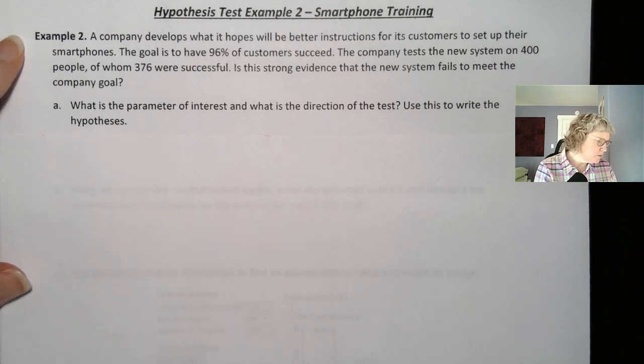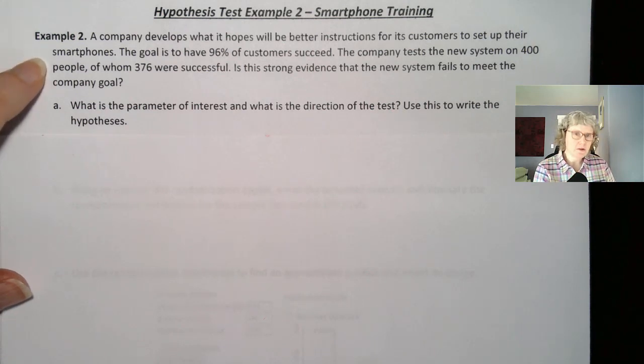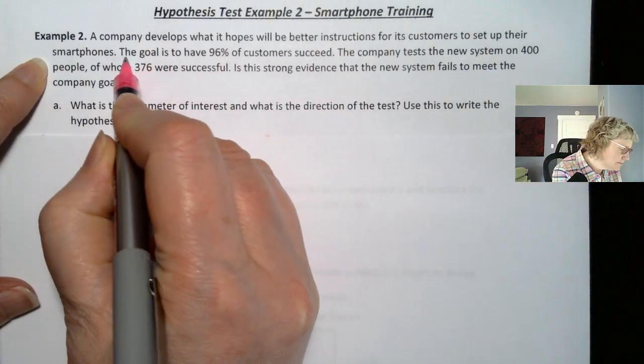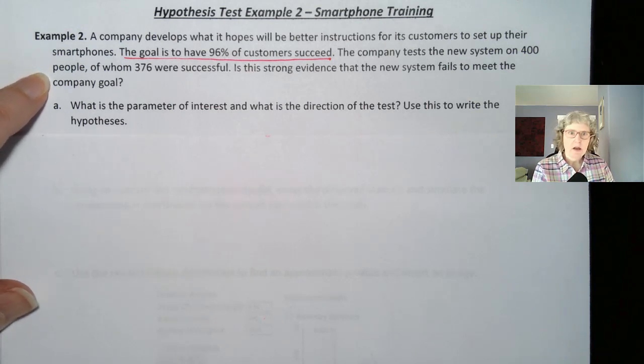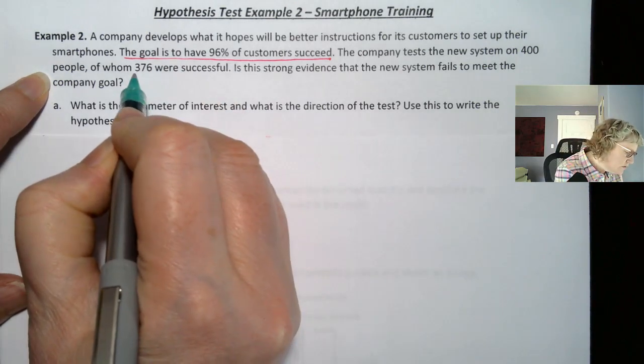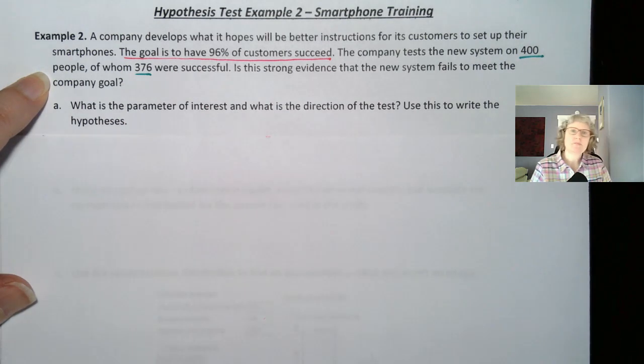A company develops what it hopes will be better instructions for its customers to set up their smartphones. Okay, who reads instructions anyway? But the goal is to have 96% of customers succeed. The company tests the new system, and maybe this is like an app or something, I don't know. The company tests the new system on 400 people, of whom 376 were successful. So we've got 376 out of 400. Is this strong evidence that the new system fails to meet the company goal?